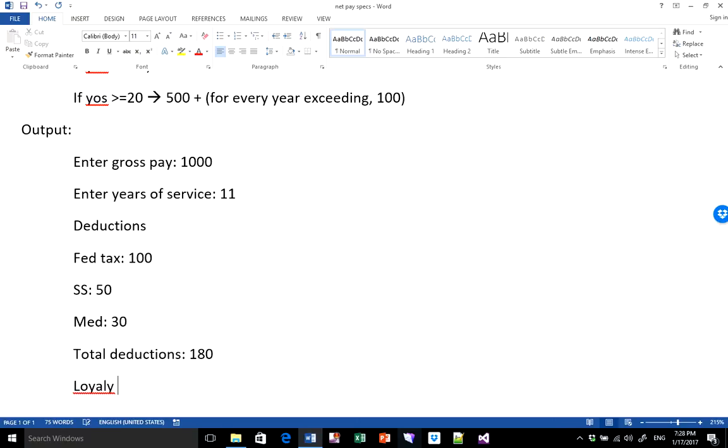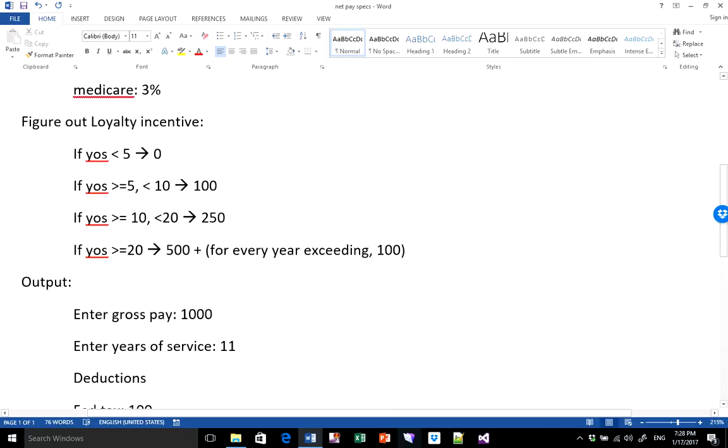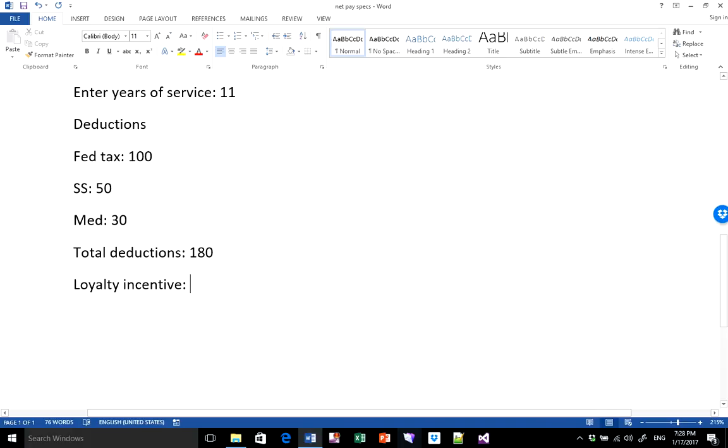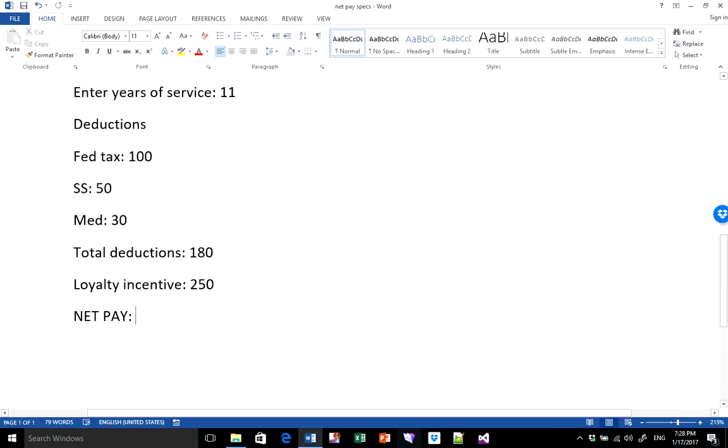And then loyalty incentive should say what? Loyalty. So 11 years, what's it going to be? 250. And then net pay will be 1,000 minus 180, that's 820, plus 250, 1,070.